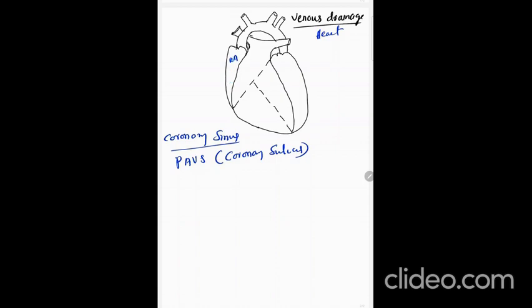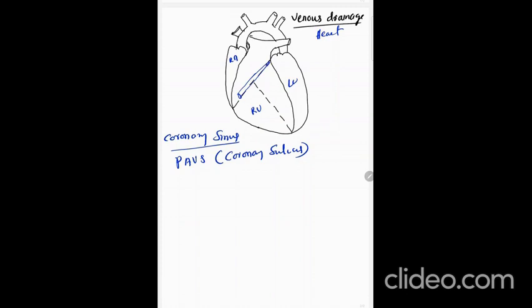So here you can see the right atrium, and here we have the right ventricle. This is the left ventricle, and here this is the anterior atrioventricular sulcus, and this is the posterior atrioventricular sulcus. It's also known as the coronary sulcus. And the coronary sinus is the largest vein of the heart, which is present in the coronary sulcus. Let us draw this one. So here we have the vein like this. So this is the coronary sinus.